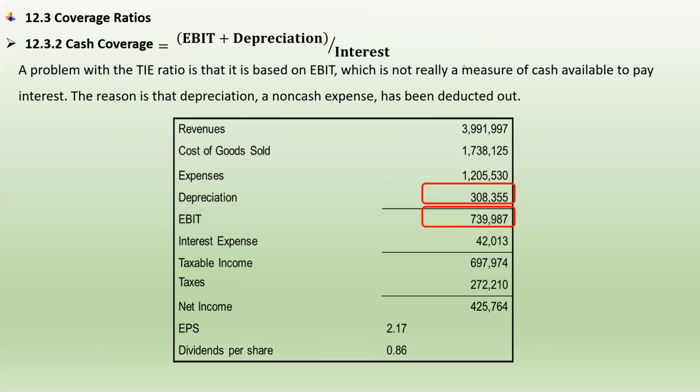All the information is from the income statement again. So we found that for firm Q, the cash coverage is 24.95. Again, it shows that the firm generated enough cash to pay its interest payment.